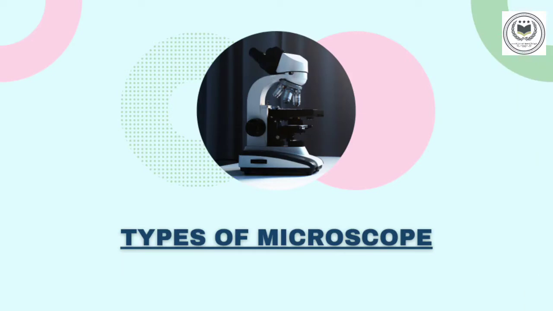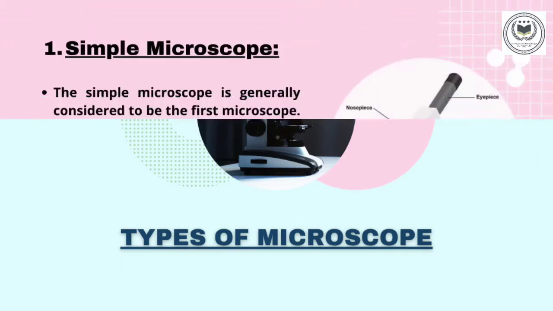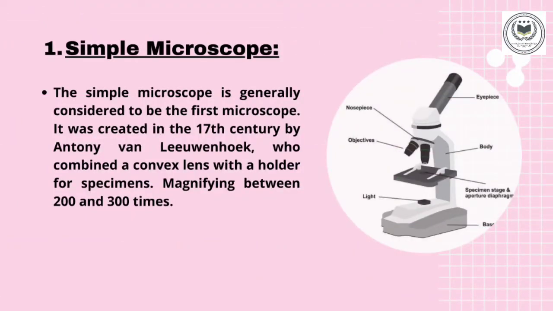Now we come to the types of microscope. First is the simple microscope. The simple microscope is generally considered to be the first microscope. It was created in the 17th century by Antony van Leeuwenhoek, who combined a convex lens with a holder for specimens. Magnifying between 200 and 300 times, it was essentially a magnifying glass.